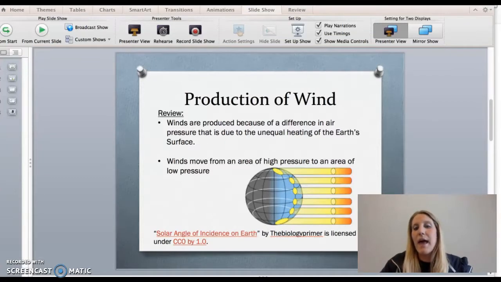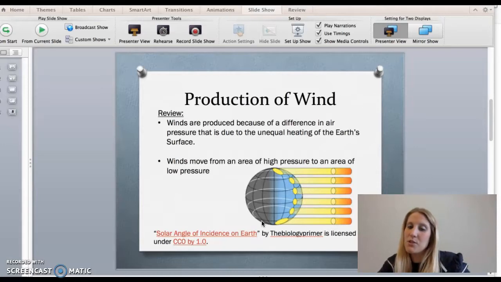Last time we learned about how winds are produced. Well, winds are produced because of a difference in air pressure, which is ultimately produced by the unequal heating of the Earth's surface. If you take a look at the image that I have on my screen, it is very similar to the image on page 104 of the Pearson textbook.